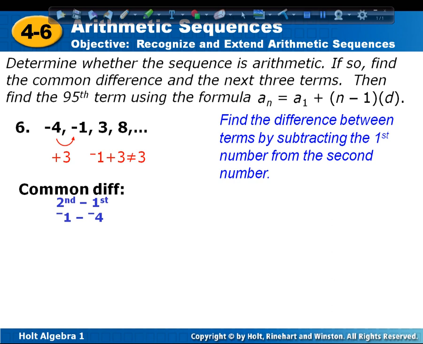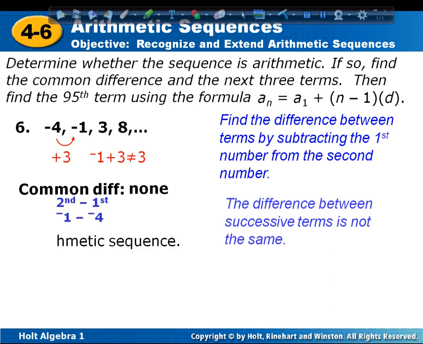So I'm not adding the same number each time here. So all I have to do is write not an arithmetic sequence, and I'm finished with this one, because there's nothing else I can do with it if it's not arithmetic. Again, there's a sequence there, but it's not an arithmetic one. Make sure you have that written down before you move on.